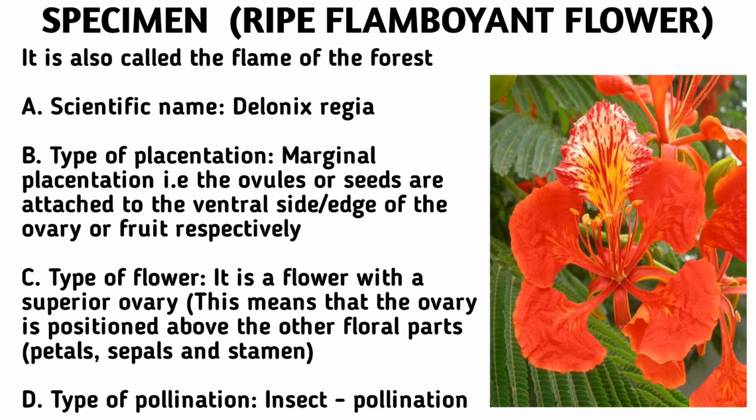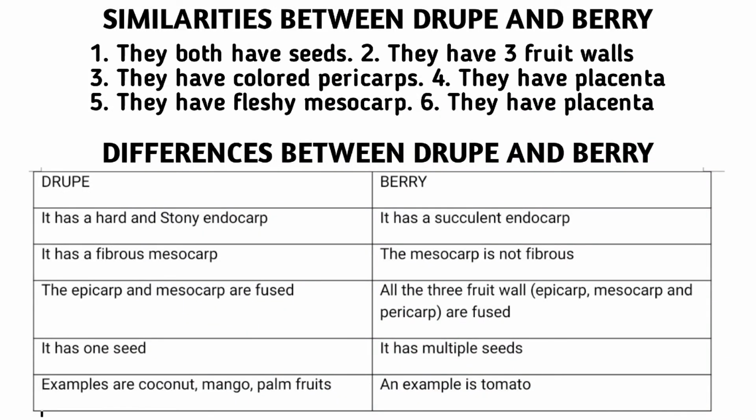Then for the type of pollination, it will undergo what's called insect pollination, or it is an insect pollinated flower. Moving on, we could be told to write out the similarities between the drupe, an example of which is the palm fruit, and the berry. For similarities, they both have seeds, they both have 3 fruit whorls, they also have colored pericarp, and they also have placenta. Lastly, their mesocarp is fleshy.